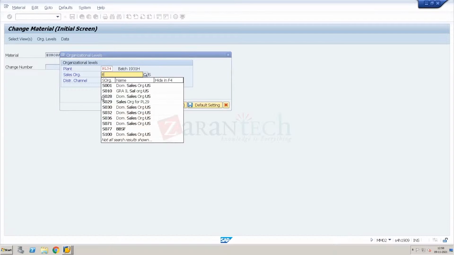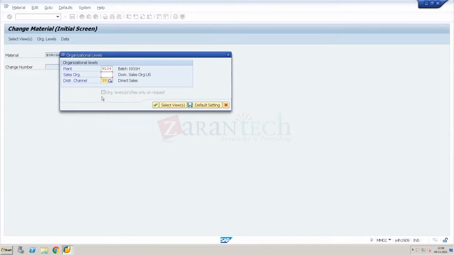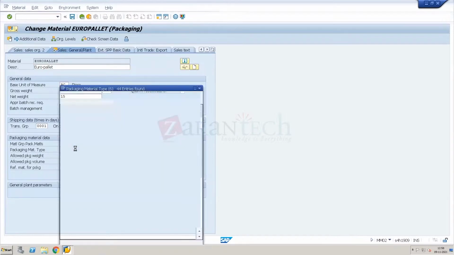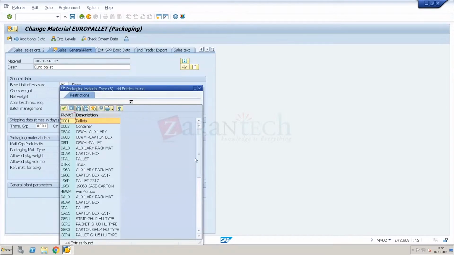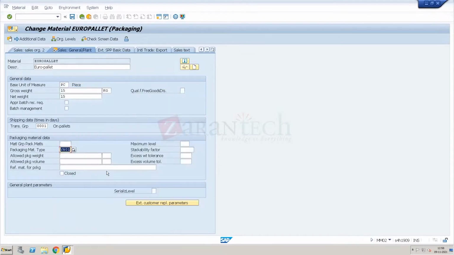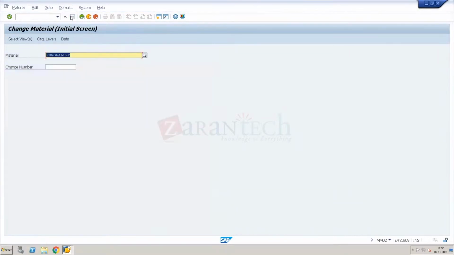Actually, client level field. Yeah. Let me make it a YN01. Next time onwards, it will generate SACC.